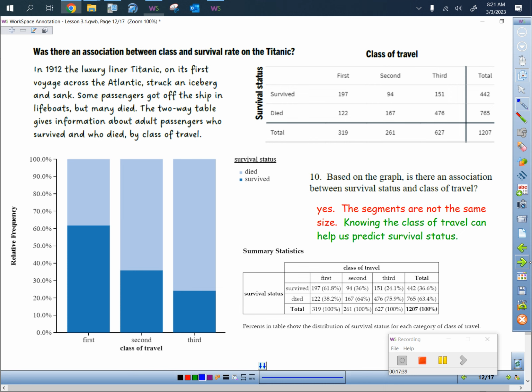If you knew if they were first class, second class, or third class, if you had to gamble on it, you would be better off knowing that. It's like, all right, I'll bet first class people, they probably survived. If they were a third class passenger, odds are they did not survive the shipwreck of the Titanic. Is that okay? One last one.